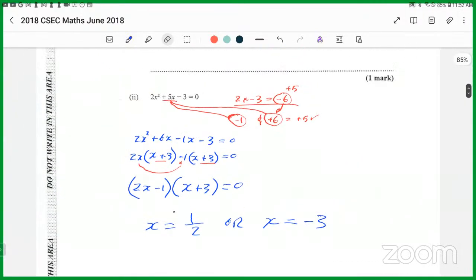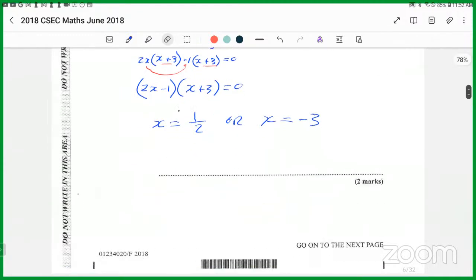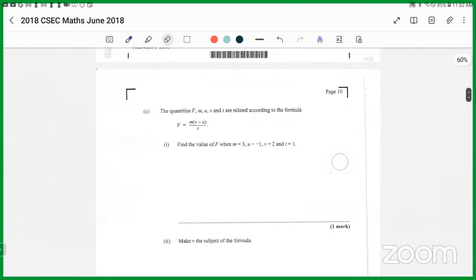All right, so yes, the quadratic formula can be used, but we have to practice factorization, guys. You could get the same answer with factorization, no problem. I think that was it for that question.